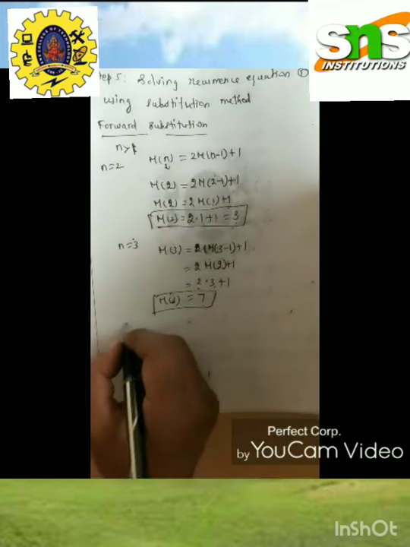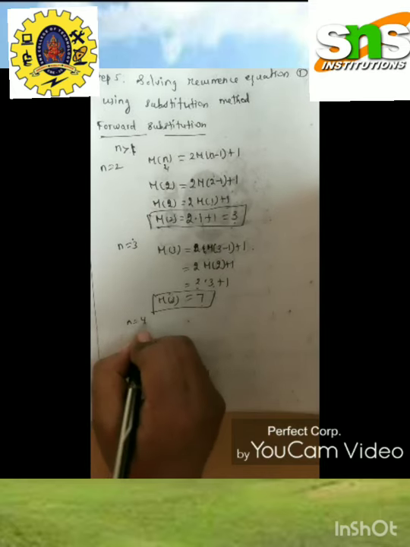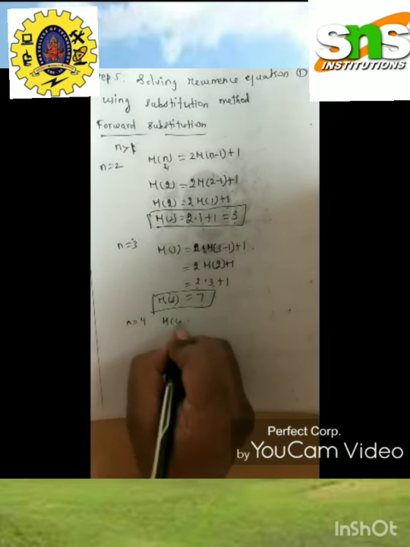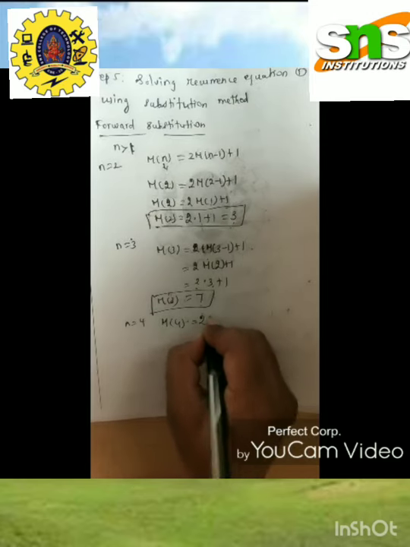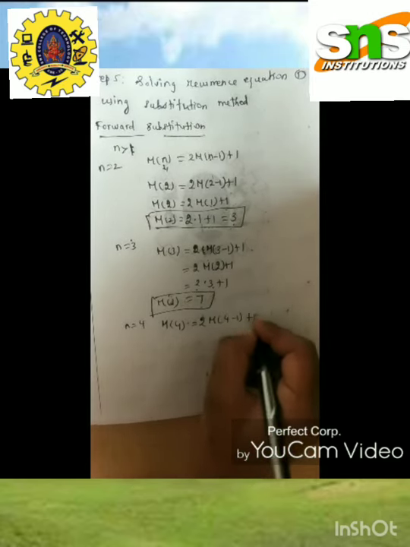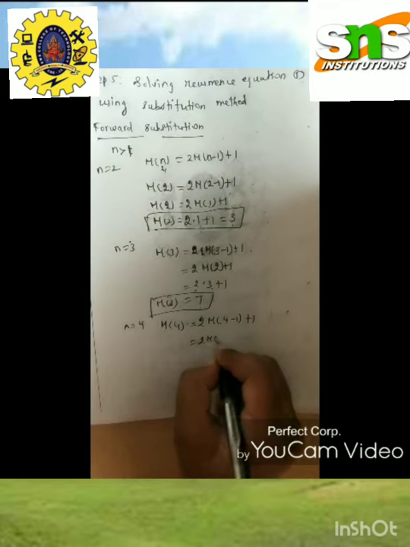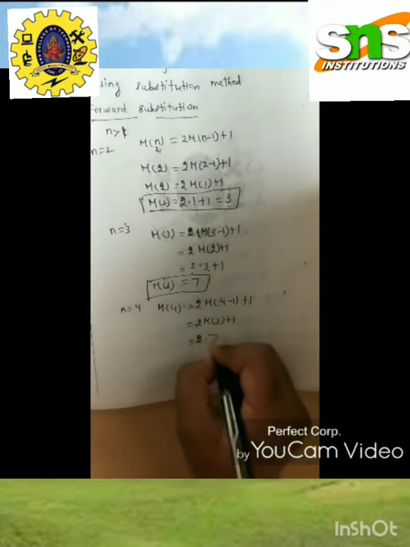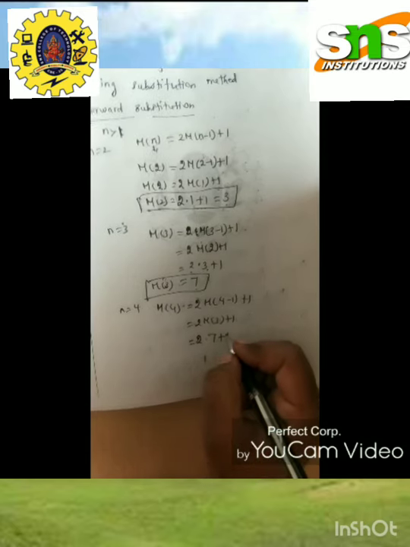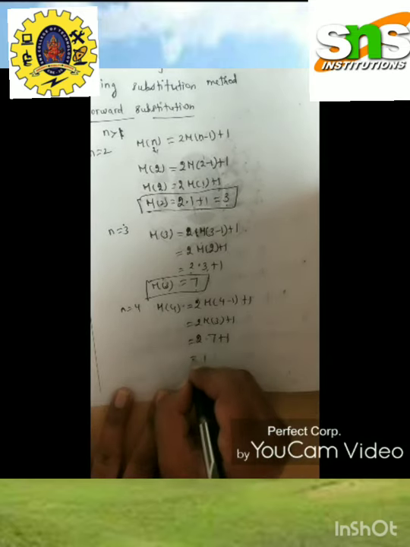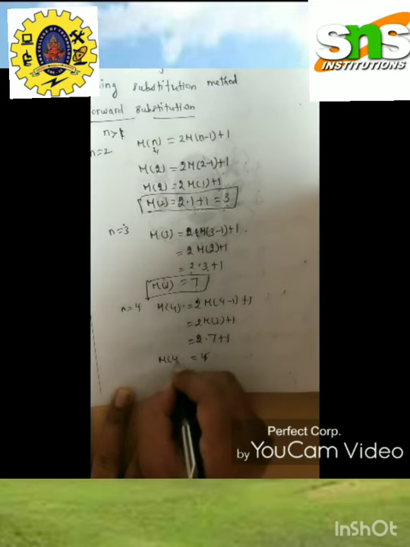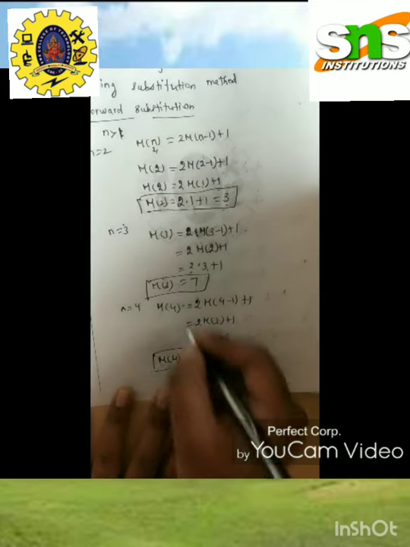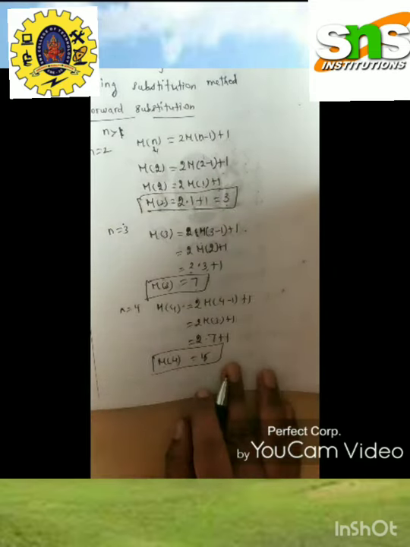Next, n is equal to 4. You can take up to 3 values, it's enough. M of 4 equal to 2 into m of 4 minus 1 plus 1, equal to 2 into m of 3 plus 1. M of 3 is 7 here. So 2 into 7 plus 1, 14 plus 1, so m of 4 is equal to 15. You can substitute 3 values, that is enough. No need of going to the remaining values. This is enough for forward substitution.